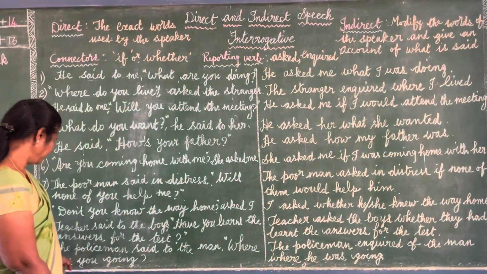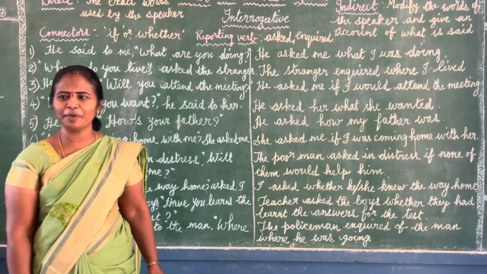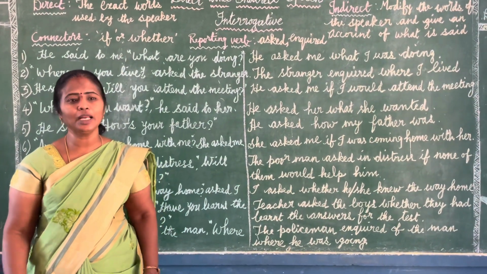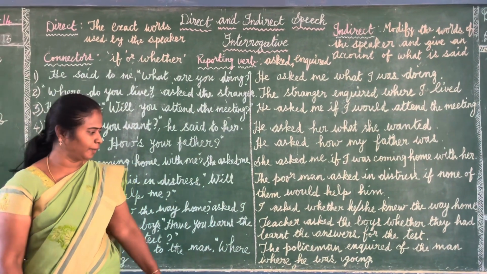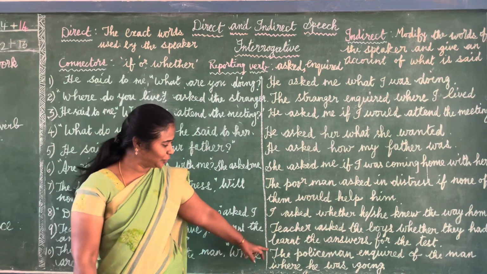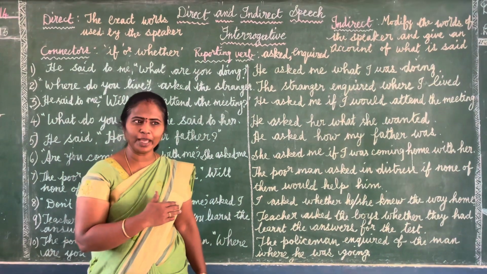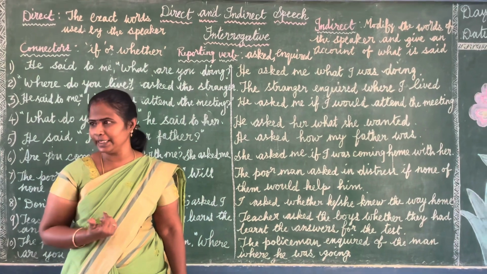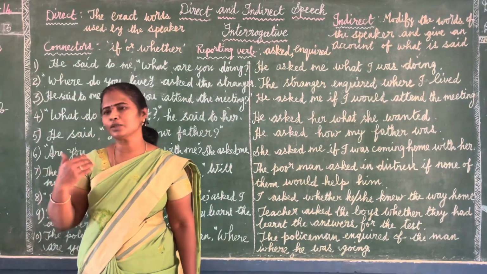Okay. Next. The policeman said to the man, "Where are you going?" So "where are you going" is a WH question. You need not add the connector because "where" itself can be used as the connector. So the policeman inquired. Usually the policeman will inquire, isn't it? So the policeman inquired of the man where he was going. After "where" we have to write the pronoun "he". Here "you" has been changed to "he". Where he was going.